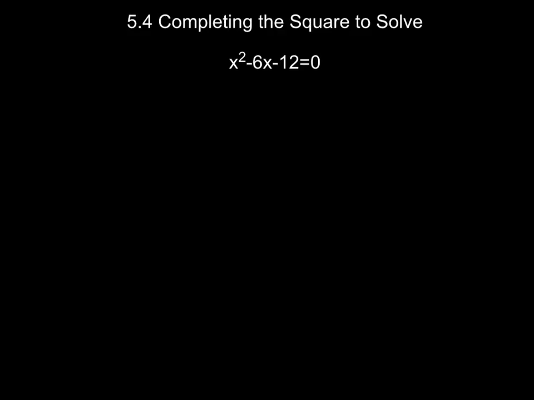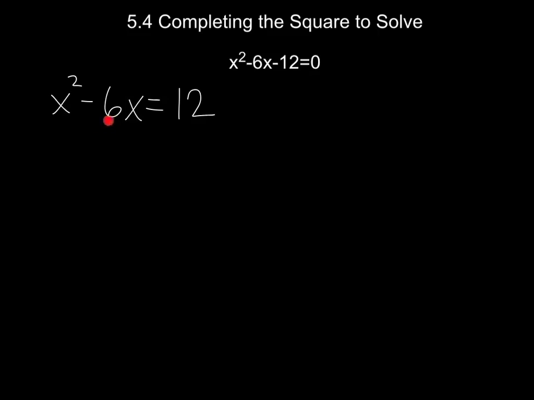Solving by completing the square. So what we're going to do is our first step always is going to be get the c term to the other side. Okay, we don't want the c term here. So we would go x squared minus 6x equals 12.